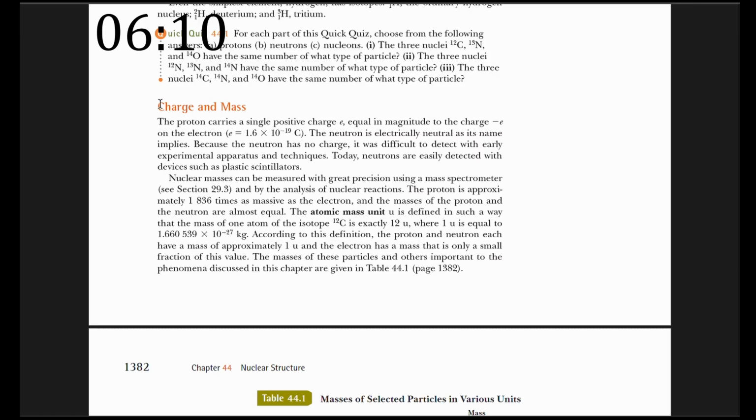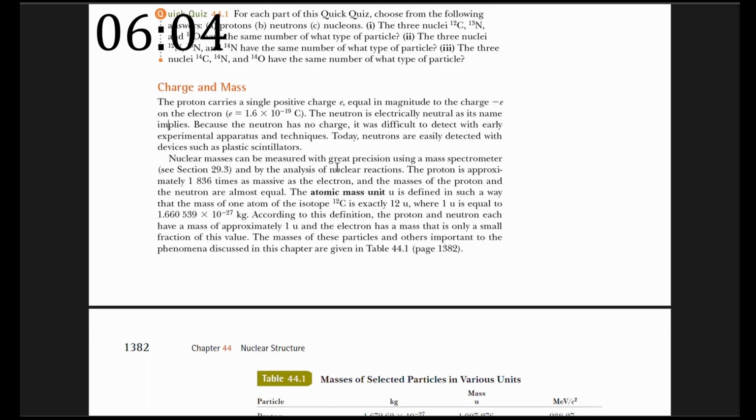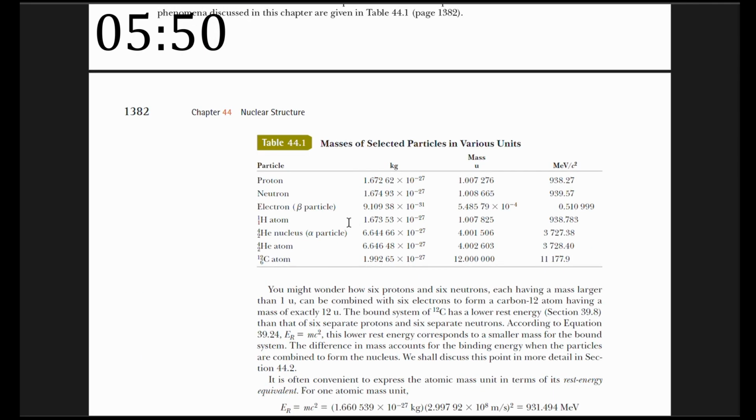Quick quiz, awesome. Charge and mass, going back to E and M. The proton carries a positive charge. All right, we're going to zoom through that too. Atomic mass unit, u, is defined in such a way that the mass of one atom of the isotope carbon-12 is exactly 12 u, where 1 u is equal to, okay, little conversion between kilograms and u.